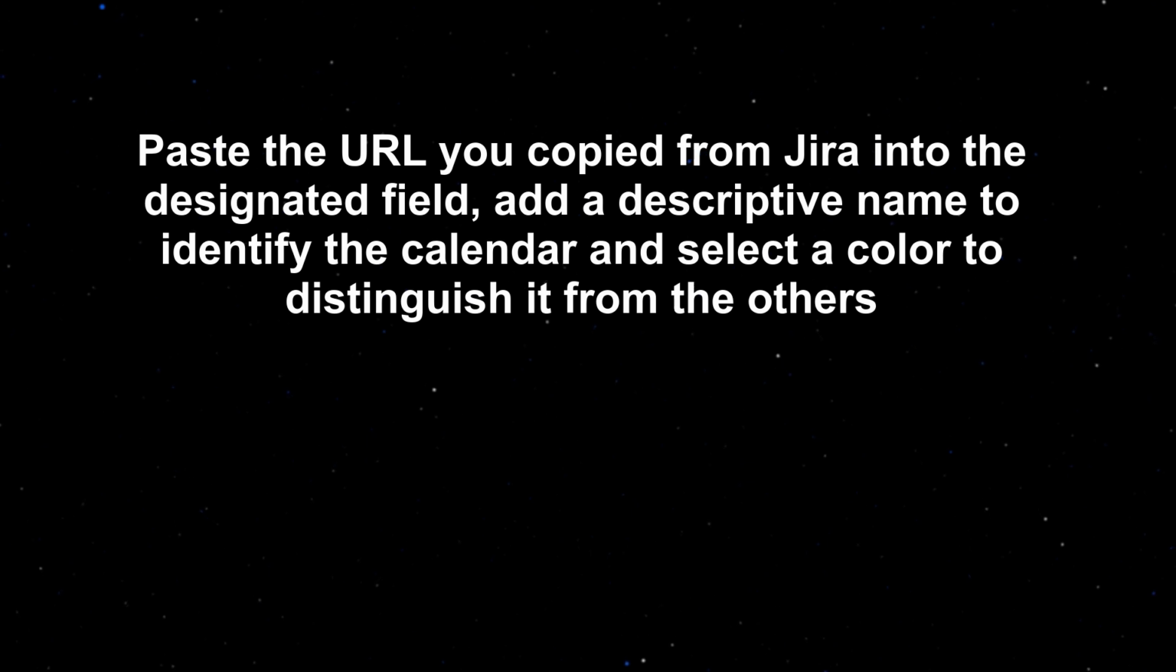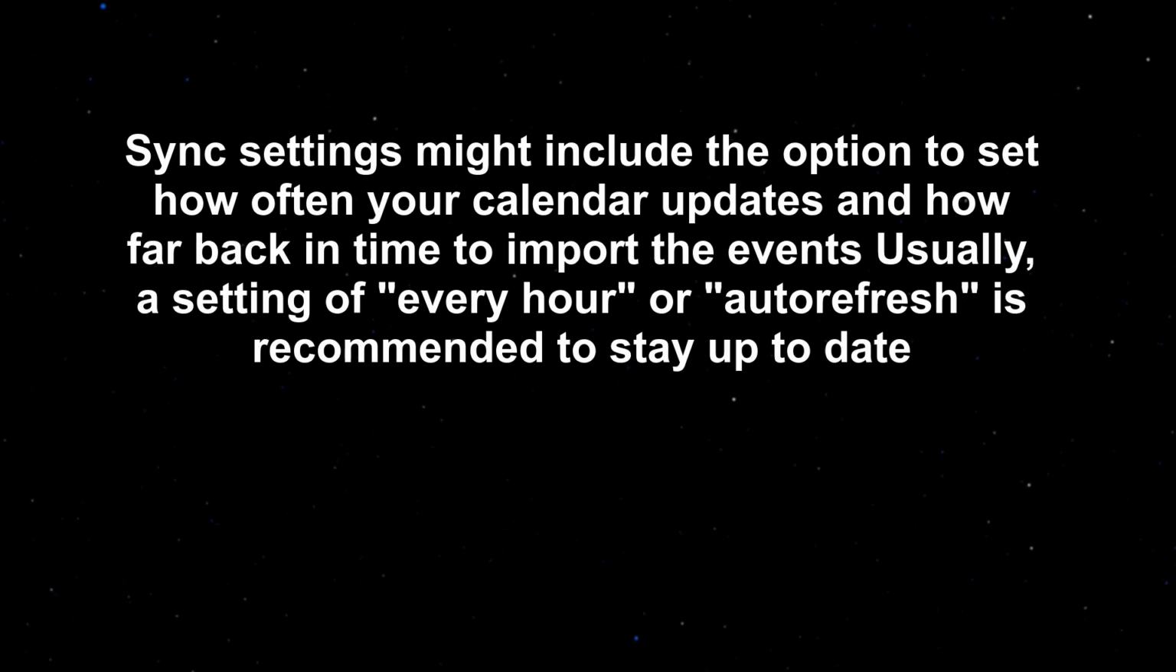Paste the URL you copied from Jira into the designated field. Add a descriptive name to identify the calendar and select a color to distinguish it from the others. Sync settings might include the option to set how often your calendar updates and how far back in time to import the events. Usually, a setting of every hour or auto-refresh is recommended to stay up to date.